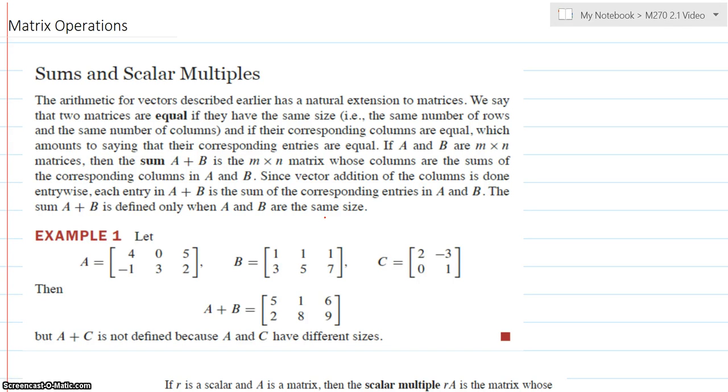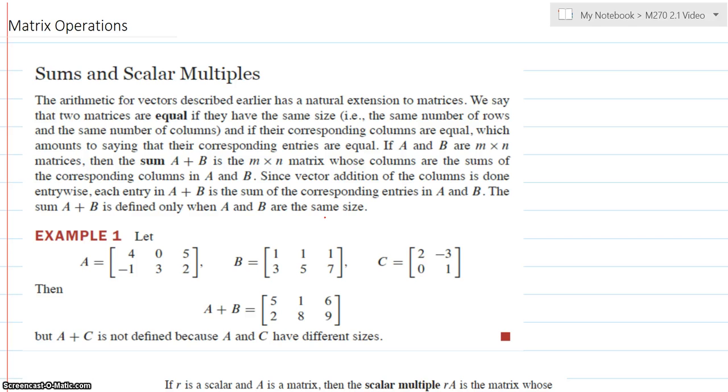In this section, we're going to talk about matrix operations. Let's start with sum and scalar multiples. First, what I'm going to do is read the first paragraph of this section, which says that the arithmetic for vectors described earlier has a natural extension to matrices. So in past sections, we mainly talked about vectors. I know we did take a matrix times a vector, but there was always a vector involved.